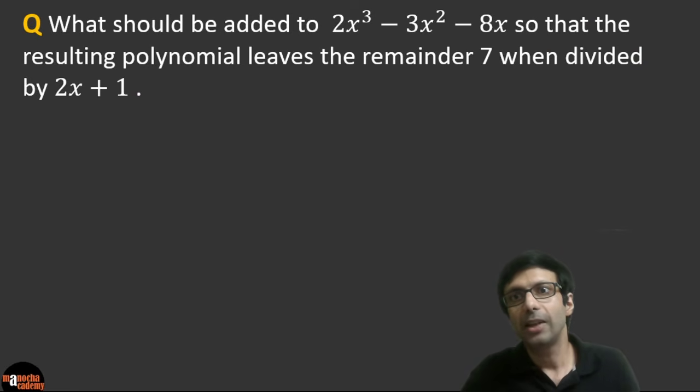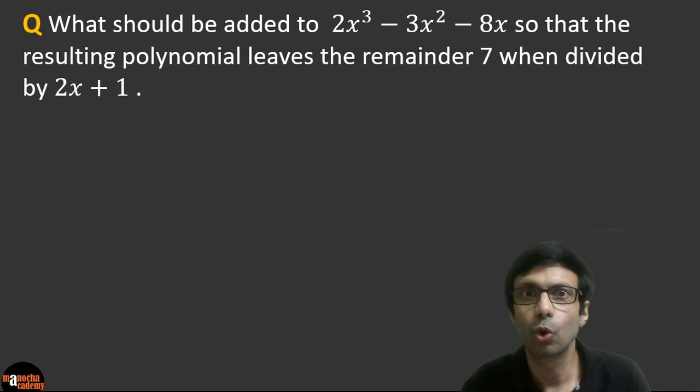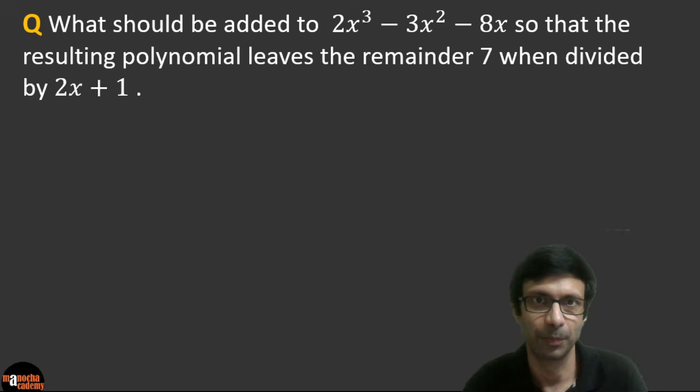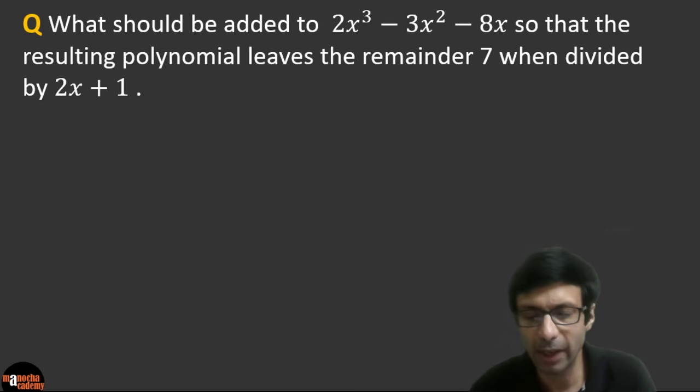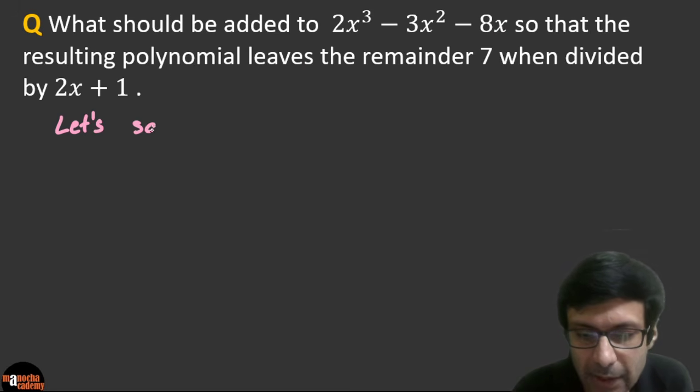What should be added to this polynomial 2x cubed minus 3x squared minus 8x so that the resulting polynomial leaves the remainder 7 when it is divided by 2x plus 1? This is a slightly more complicated question, but don't worry, we can just break it down. We are saying that something should be added to the polynomial. So let's say a constant k is added.